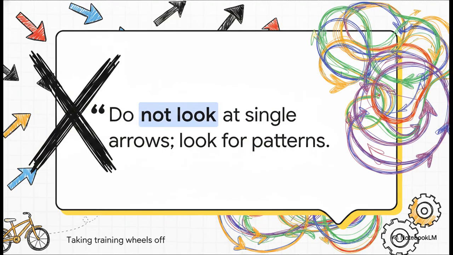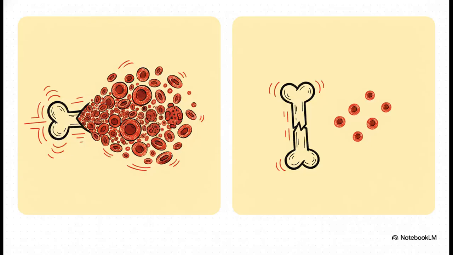Do not look at single arrows. Look for patterns. Seriously, if you take away only one thing from this entire explainer, let it be this golden rule. Staring at just one high or low value is a one-way ticket to the wrong diagnosis. You absolutely have to look at how these parameters move together. It's like a giant puzzle. And honestly, this is the perfect mindset to have as we finally take the training wheels off and start applying this knowledge. Let's see exactly how this builds by visually contrasting two major patterns side by side.